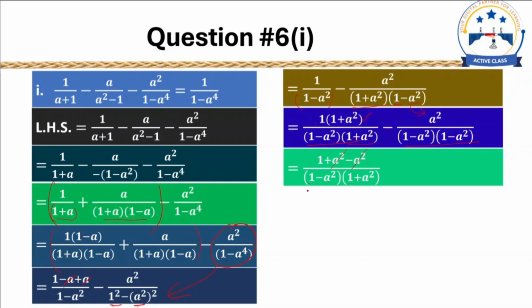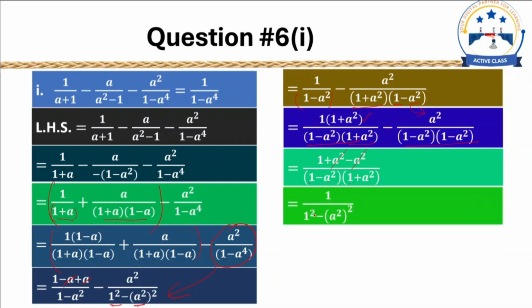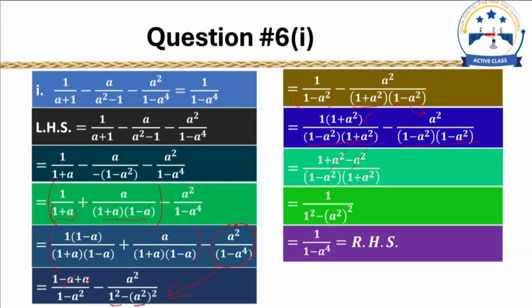It is the expanded form of a square minus b square. So let's write that. 1 square minus a square whole square. 1 square is 1, a square whole square is a to the power 4. This is the right hand side, which we were supposed to prove. See? We started from the left hand side, we simplified, and we reached the right hand side, means we proved the given rational expression.